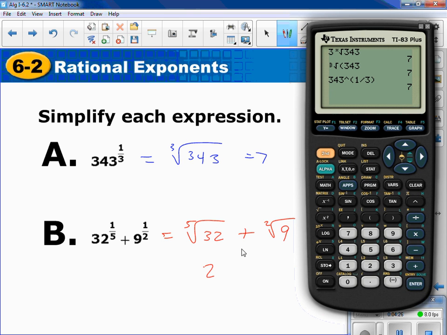The square root of 9 is? 3. 2 plus 3 is? 5. Notice how I'm doing these separately. I can't combine these into one. The radicals that are different roots, you can't combine them.